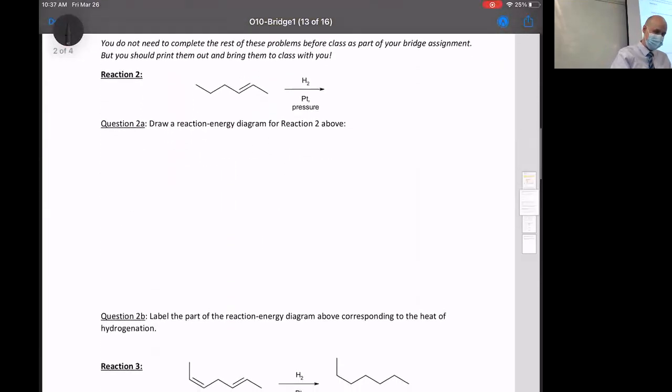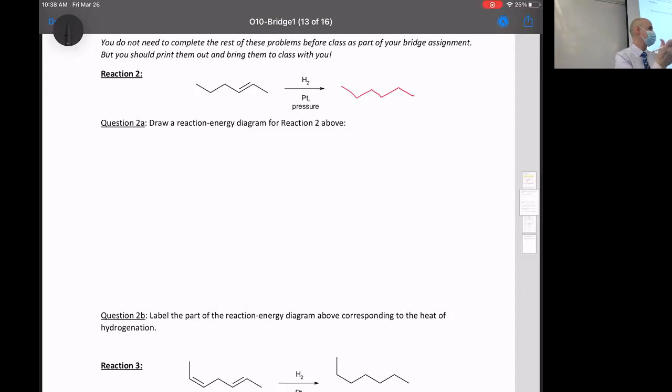So let's move down here a little bit. What would a reaction energy diagram look like? Angel, you remember what reaction energy diagrams look like? The hills, yep. So if this one is reacting and we add hydrogen, what molecule would this turn into? Well, all we're doing is hydrogenation, yeah? The alkene turns into an alkane. Perfect. We just add hydrogens to both sides.